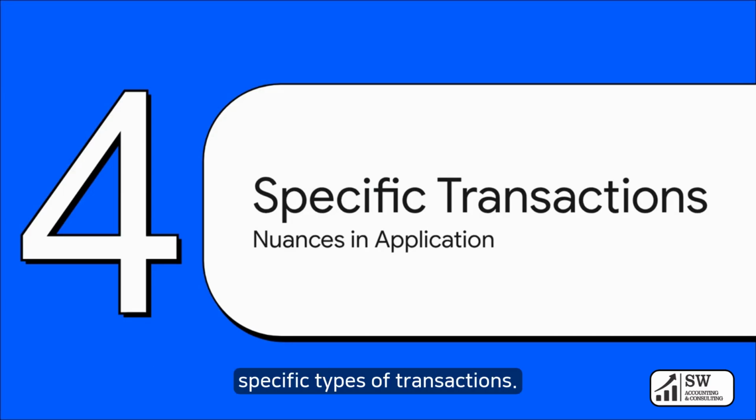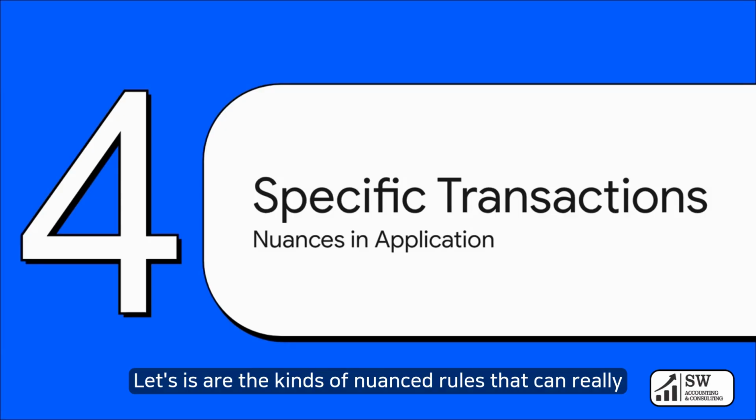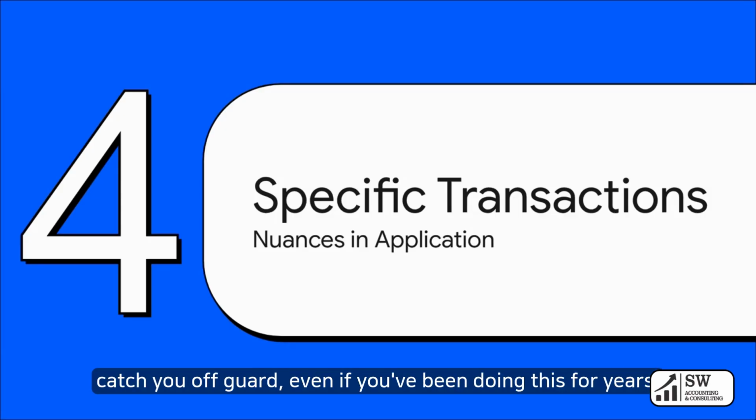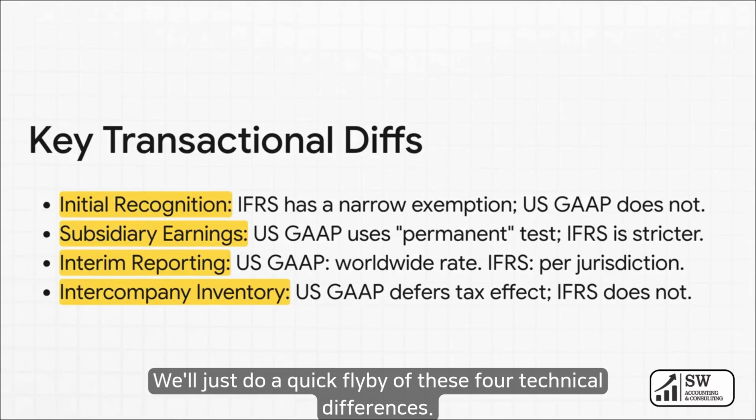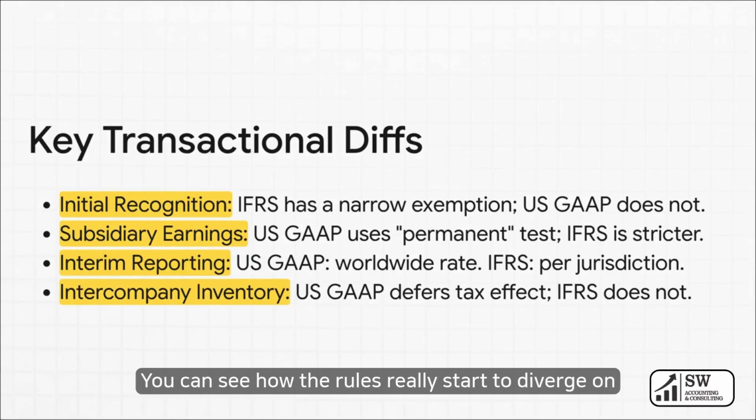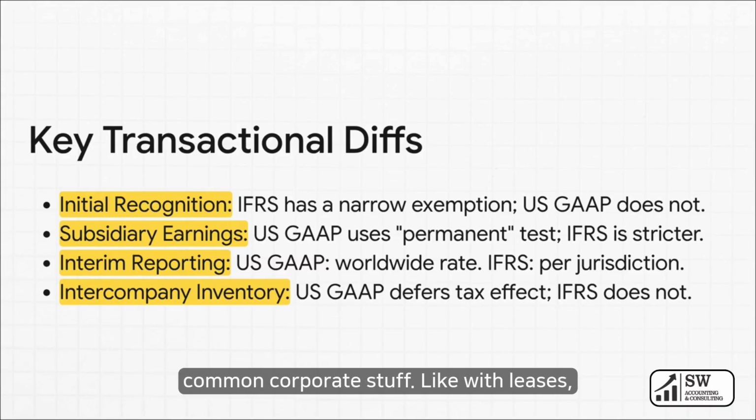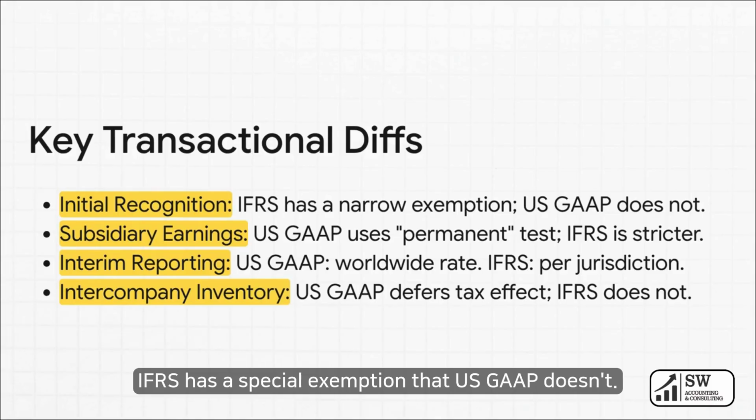Let's switch gears now and talk about a few very specific types of transactions. These are the kinds of nuanced rules that can really catch you off guard, even if you've been doing this for years. We'll just do a quick flyby of these four technical differences. You can see how the rules really start to diverge on common corporate stuff.